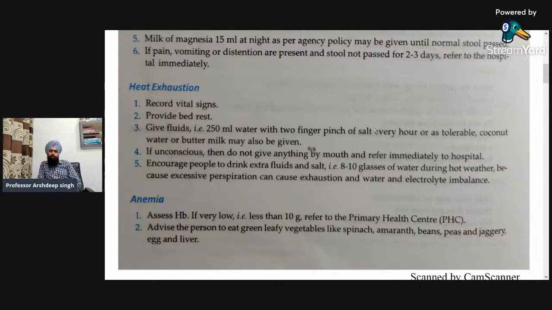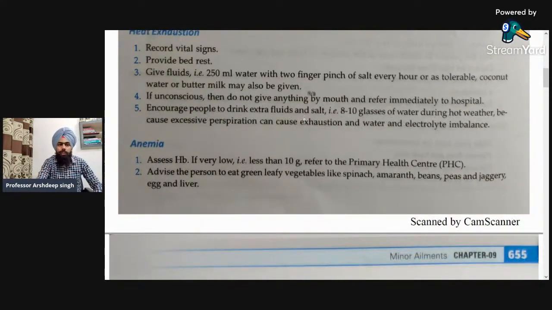Next is encourage people to drink extra fluids and salt and 8 to 10 glasses of water during hot weather, because excessive perspiration can cause exhaustion and water and electrolyte imbalance. So it is advisable, a very good suggestion during the summers when there is excessive sweating from the body. We have to drink 8 to 10 glasses of water so that there is no fluid and electrolyte imbalance, and we should not suffer from heat exhaustion. So that is very beneficial. Likewise, we can manage the condition of heat exhaustion.